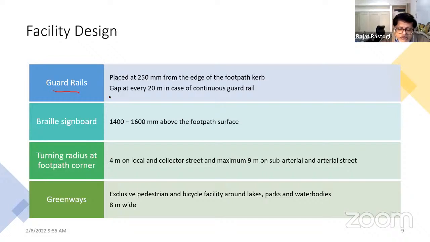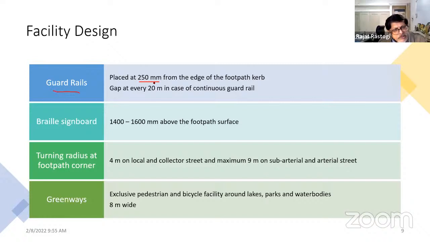Then they have to be placed at a certain distance away from the edge of the footpath, up to a certain height. All those things were there. So one change which is coming here is with respect to the distance from the edge of the footpath, which was 150 mm in the previous guidelines and has been changed to 250 mm. And this 250 mm can be read in terms of the shy distance or the safety margin, which needs to be there as a minimum value.